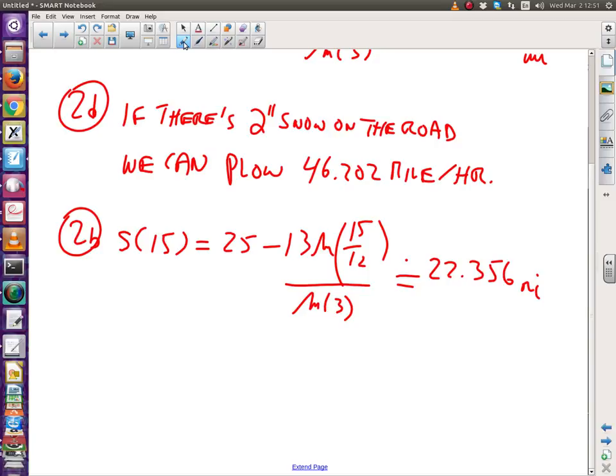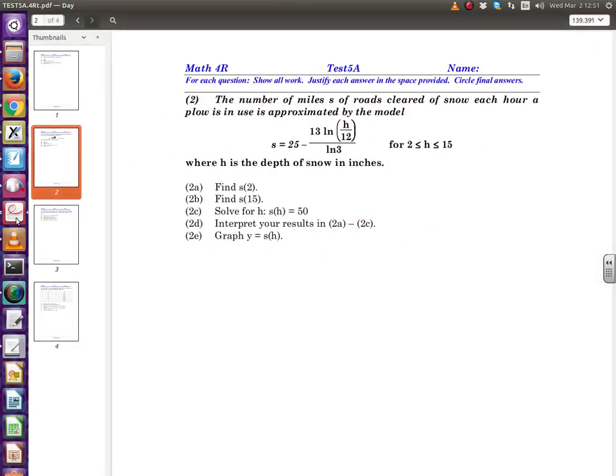All right, then, part C. What's different about part C? It says solve for h if S of h is 50. So we're not plugging in 50 for h like we did in A and B. We're plugging in 50 for S and solving for h. It's like we're setting y1 equal to 50 and y2 equal to the function on the calculator, see where the point of intersection is, and that's exactly what we're going to do.